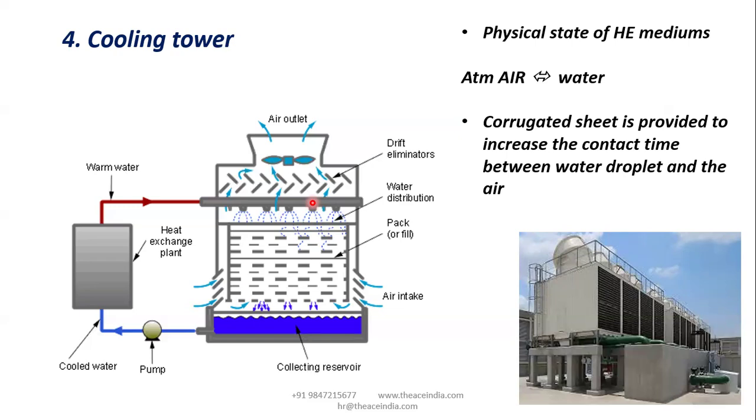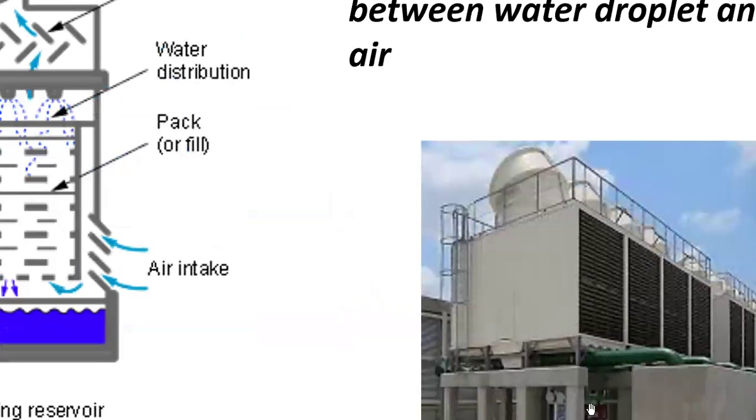So you can see this is the water distribution, and these are the nozzles that should be attached. So the warm water should be sprayed right inside the cooling tower arrangement. And you can see some arrangements made inside the cooling tower, which is named as pack or fill. At the same time, on the sideways, this is the air intake. So you can see this is the air intake portion.